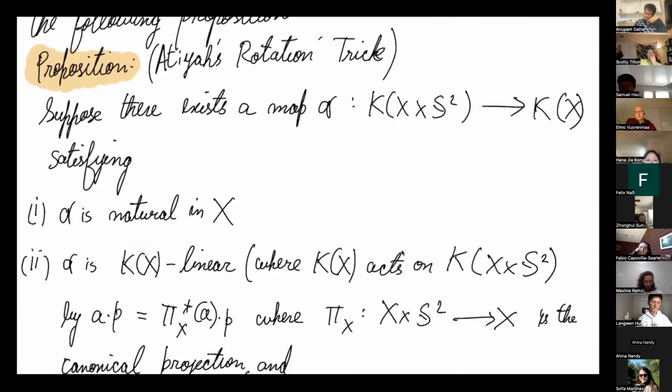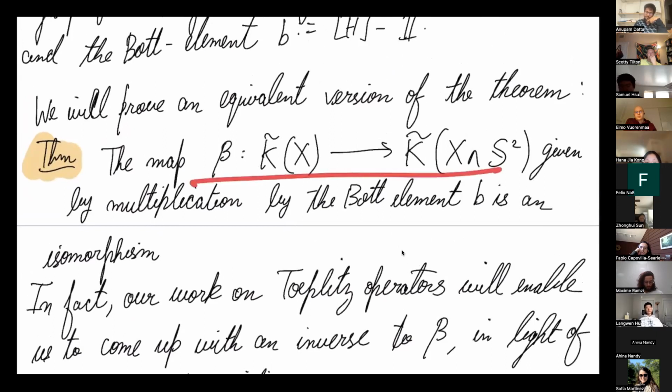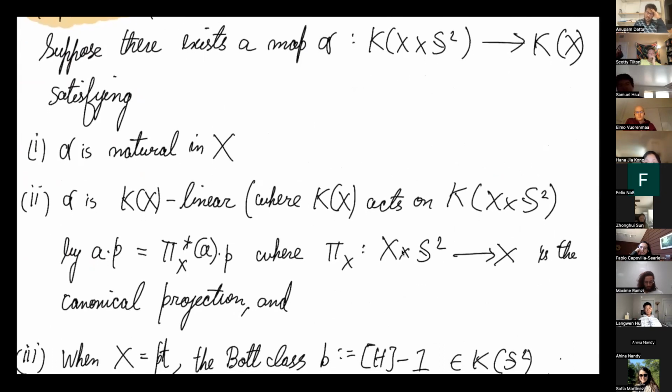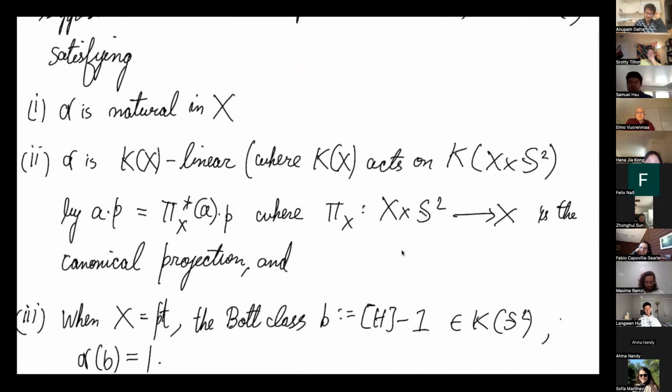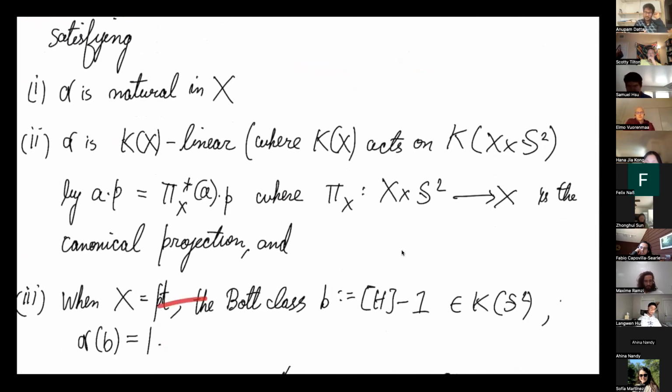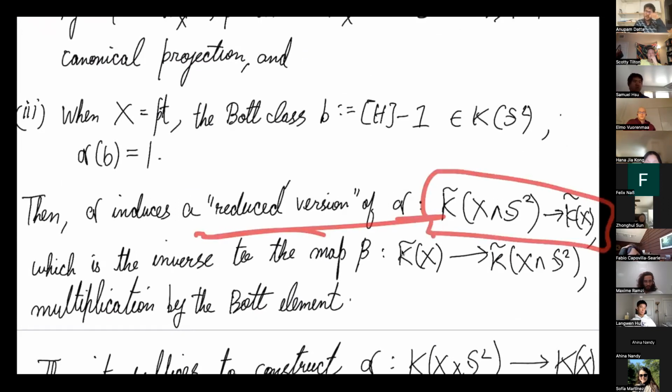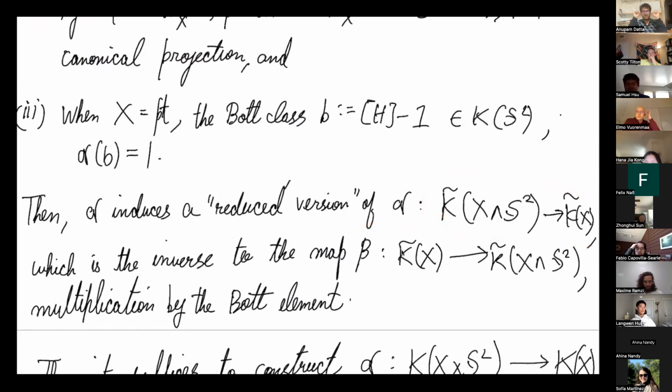The point is that the inverse to this map beta is essentially characterized by three properties. In other words, if you find the map alpha, which is first of all natural, is K(X)-linear, where you put the natural K(X)-module structure on K of X cross S2, and which sends the Bott class to 1 when X is a point, because then X smash S2 is going to be S2, then this map alpha would induce a reduced version of the map from the reduced K group of X smash S2 to the reduced K group of X. And the claim is that this is going to be an inverse to the multiplication by the Bott element map.